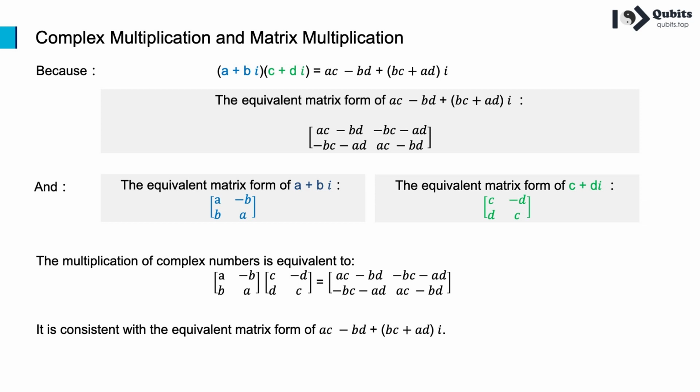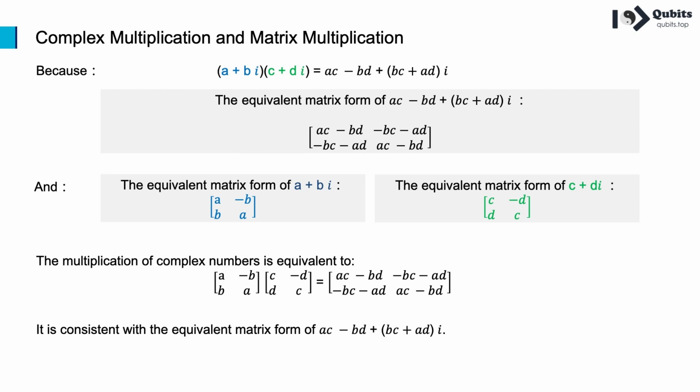We can convert the result of complex multiplication into an equivalent matrix form. In this form, both complex numbers are treated as operators, and their multiplication corresponds to the superposition of two operators. We transform them both into equivalent matrix operator forms. The original multiplication of the two complex numbers is equivalent to the product of two matrices.